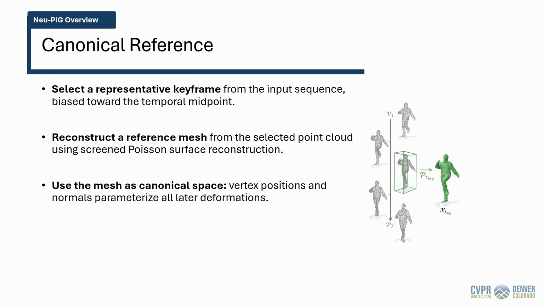We start by selecting a representative keyframe from the input sequence, biased toward the temporal midpoint. From this point cloud, we reconstruct a reference mesh using screened Poisson reconstruction. This mesh defines our canonical space. Its vertex positions and normals are used as queries for all later deformations.